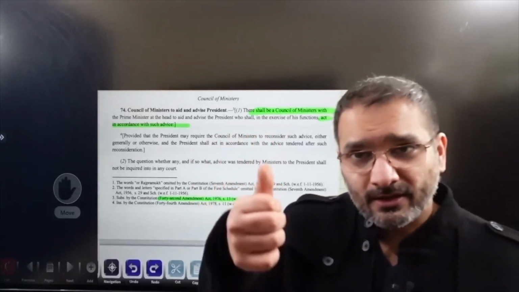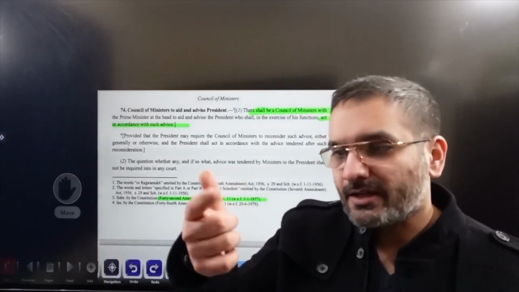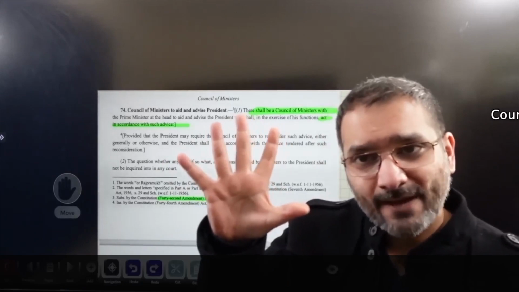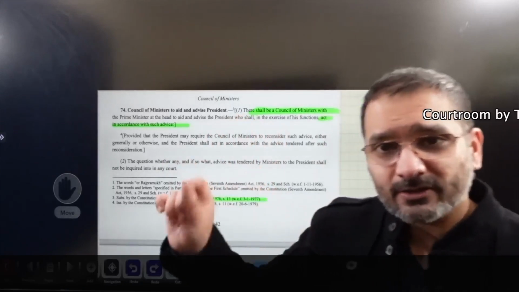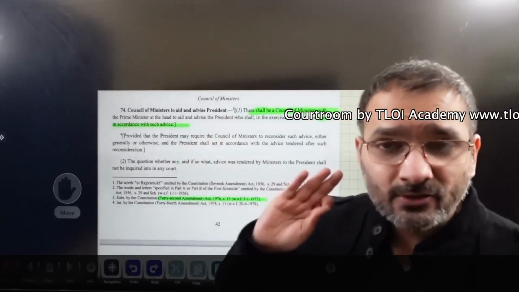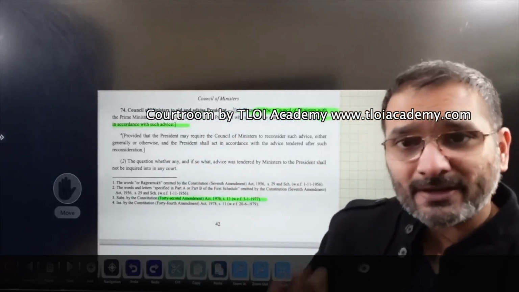Then the Central Executive is given in Part 5, Chapter 1, right? And Part 5 has how many chapters? It has 5 chapters. Try to recall them from memory so that you can write your answers more beautifully. Article 74. There is no way on this planet that you will not quote 74 in an answer on the relation between President and Council of Ministers.